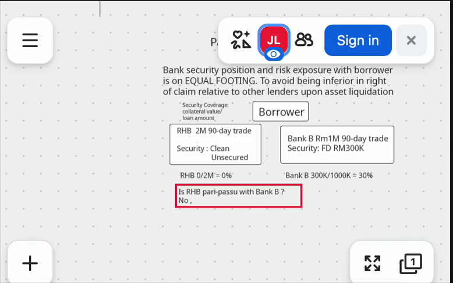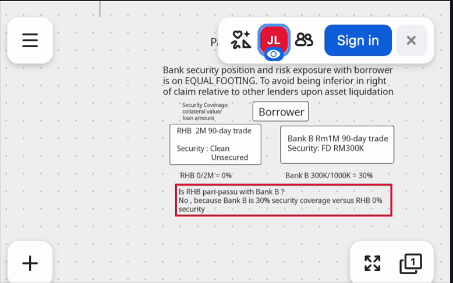Because this is an unsecured loan. No security. So if that was the case, and by the way, Insun, this is why, in business lending, if you submit a case like this where you're unsecured and the other bank is fully secured or more secured, and it's the same type of facility, your loan will be rejected.